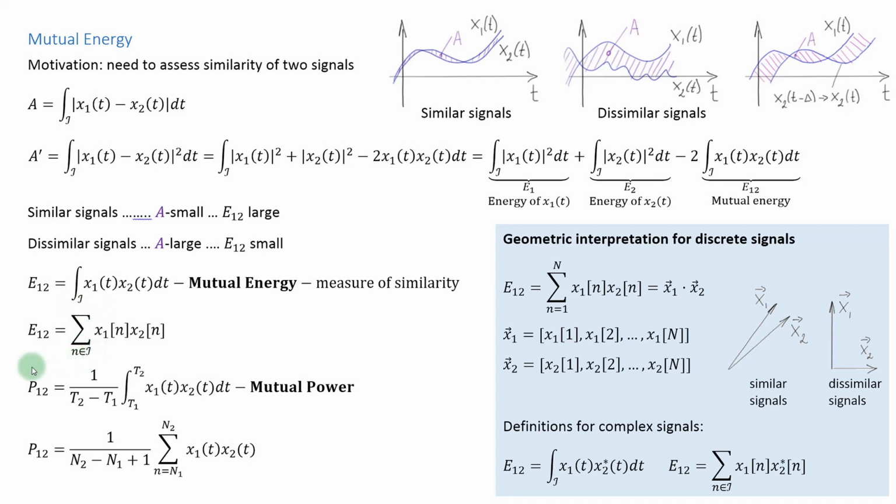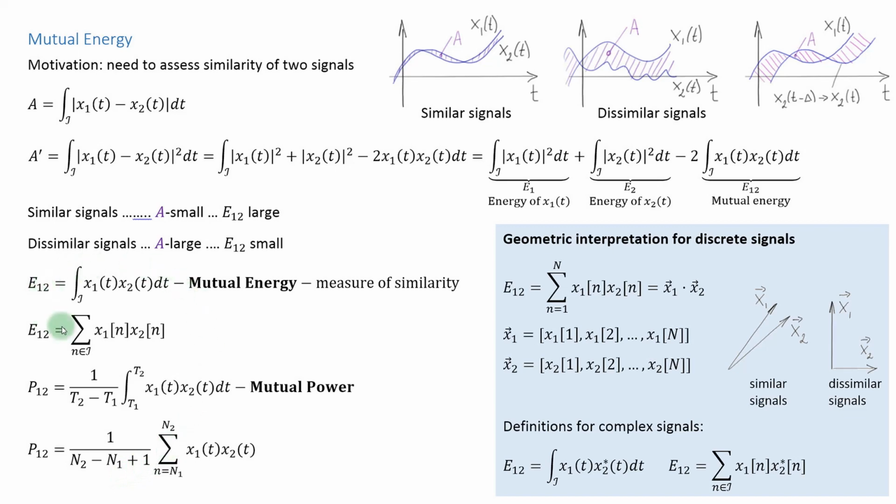In addition to the mutual energy, you can also have the mutual power. The definition of the mutual power is pretty much the same as the definition of the mutual energy, but in addition to this interval, you will also divide by the length of that interval, and that will give you the mutual power. This is the definition of the mutual power for the discrete signals. The only difference between the mutual energy and the mutual power is really just this scaling. So it's pretty much the same thing.